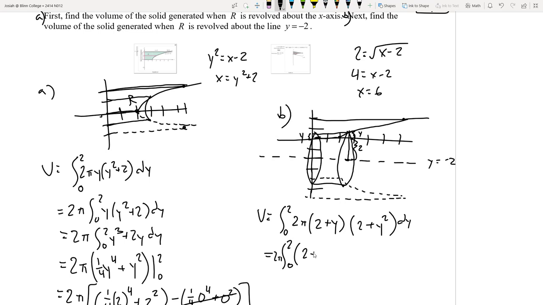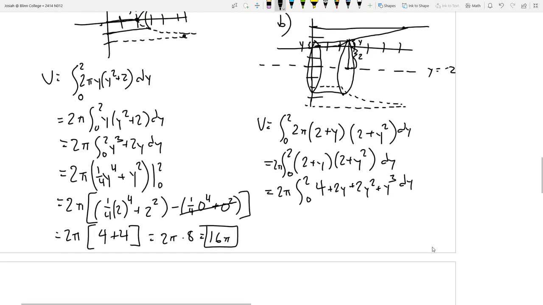And so on the inside, we have 2 plus y and 2 plus y squared. So we'll go ahead and multiply these together. First, outside, inside first, outside, last. Now it's in ascending order. We've got 2 pi, and we'll go ahead and run through the power rule: increase the power by 1, divide by the new power, for each term.